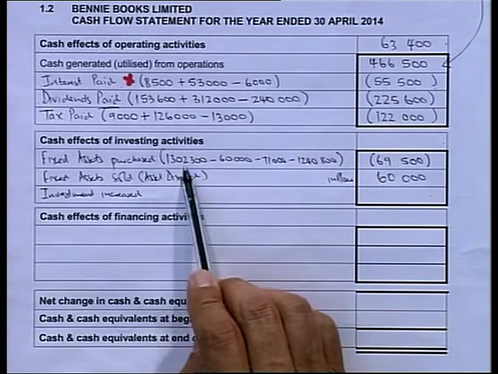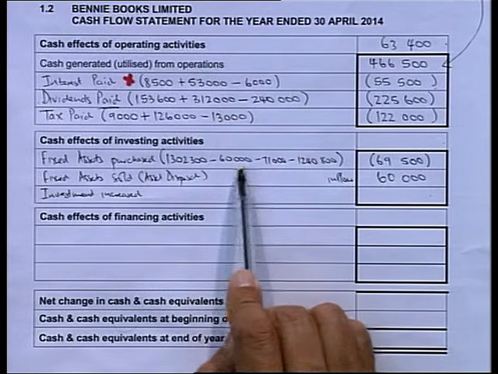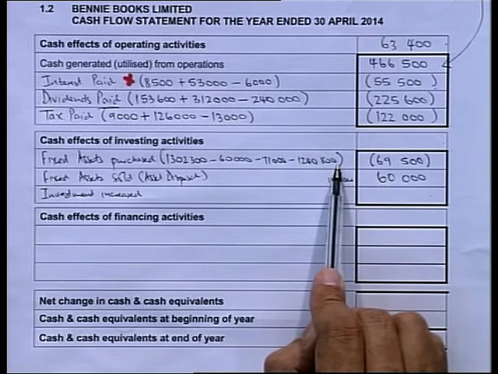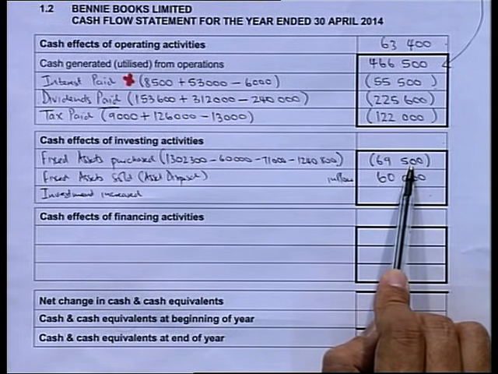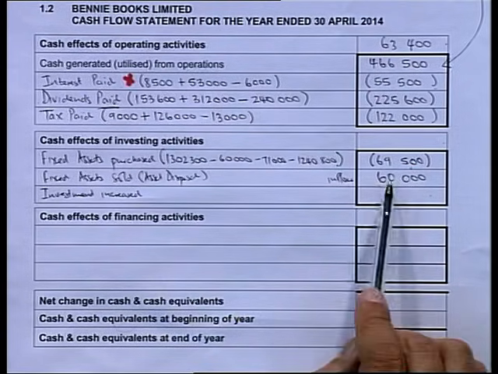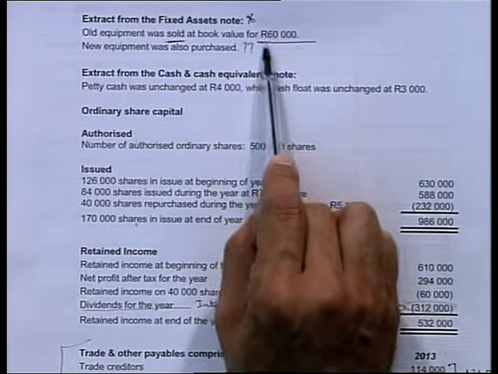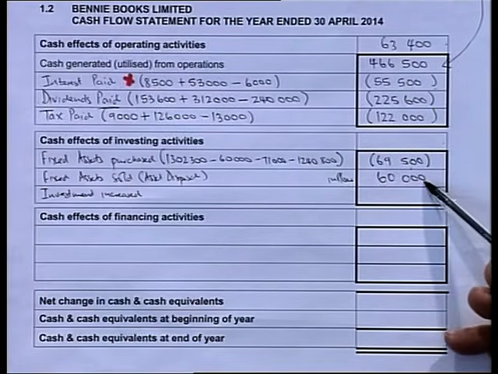Okay, so it's the carrying value at the beginning minus the disposal minus the depreciation minus the carrying value at the end will give me the fixed assets that we bought. Okay. The fixed assets sold, that came straight from the additional information. It says old equipment was sold at carrying value. It's seen as an inflow, so we won't have any brackets next to that figure.